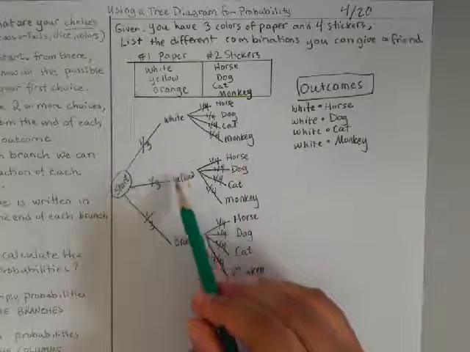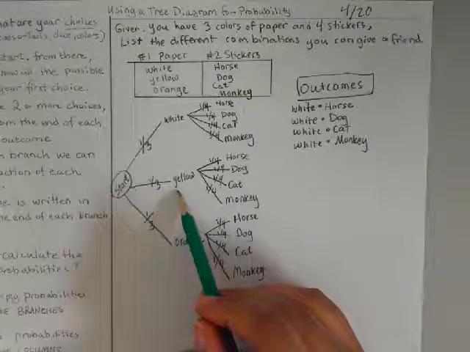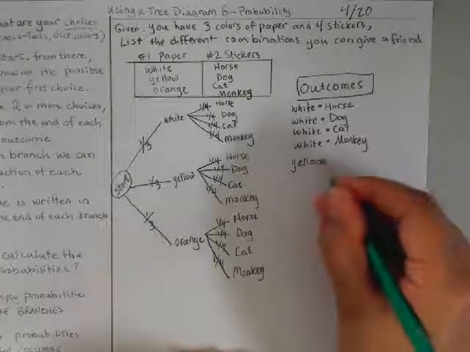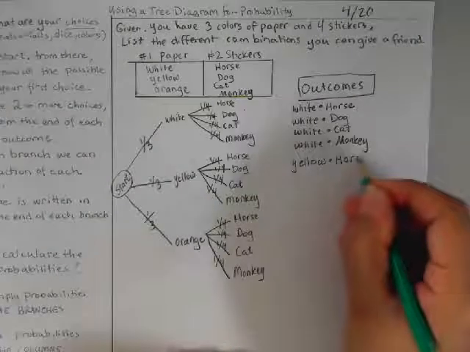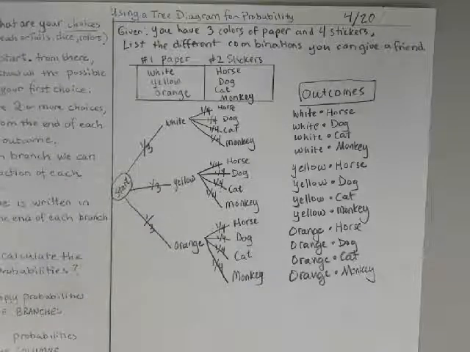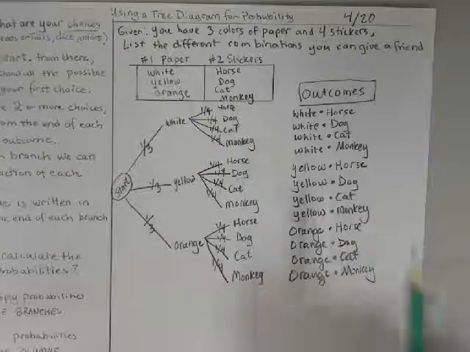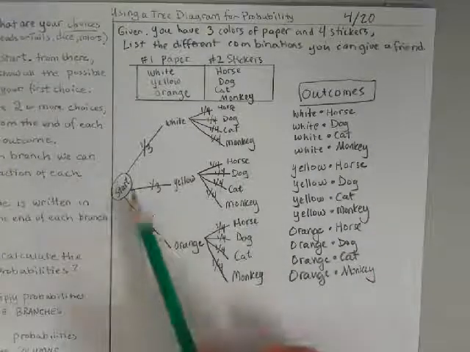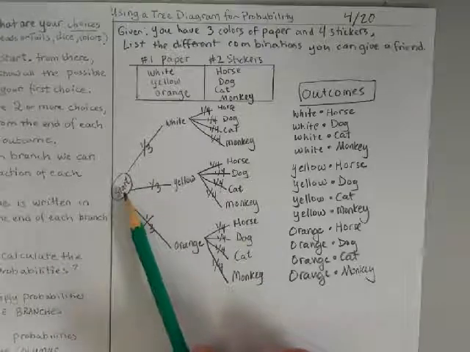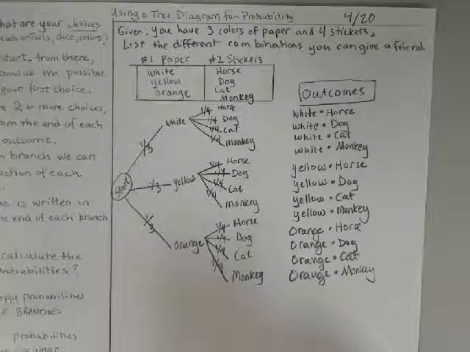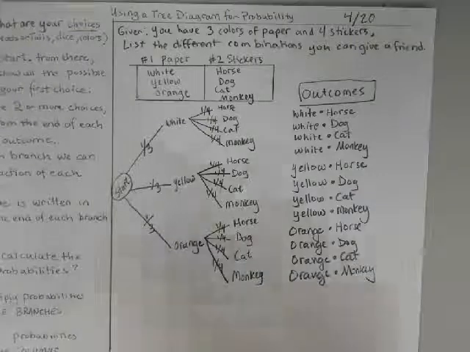We are now going to go to the yellow options and the yellow piece of paper and all of the sticker choices. So we will start out going yellow and horse. All right, so that was pretty good actually. So we listed out white horse, white dog, all the way down through orange and monkey. So if we follow just with your finger or your pencil, if you followed from the start, you have now gone through every single possible combination that you could make given these options. But are we done? Oh no, we're not. We have one more thing we need to do.